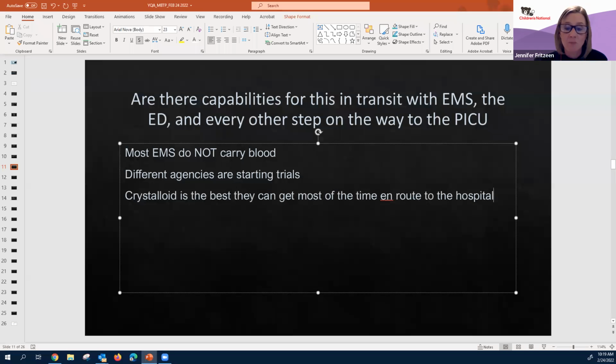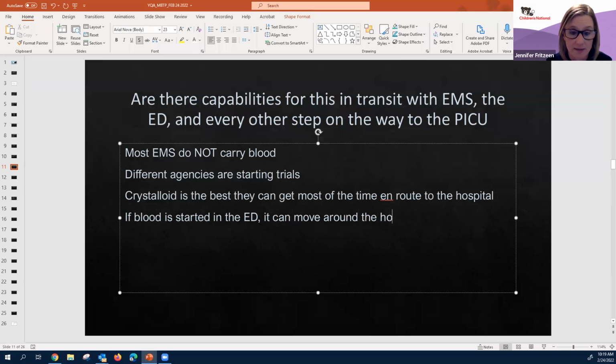The only thing you have to remember to do is, when your patient changes location in the middle of massive blood transfusion, we have to let blood bank know that the patient has moved, because they're going to be allocating units to where they think the patient is and not where the patient actually is. So it's definitely important to communicate with blood bank that the patient has moved from one location to another.